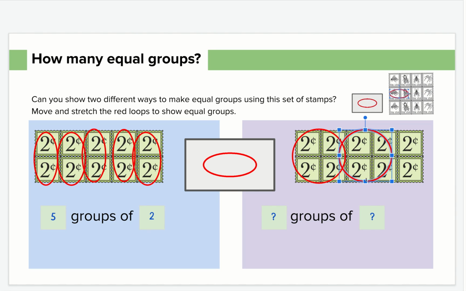There's 2 groups of 4. Uh-oh. Well, there's 2 left over. Darn. Okay, I can't do that. What else could I do? I already did groups of 2.